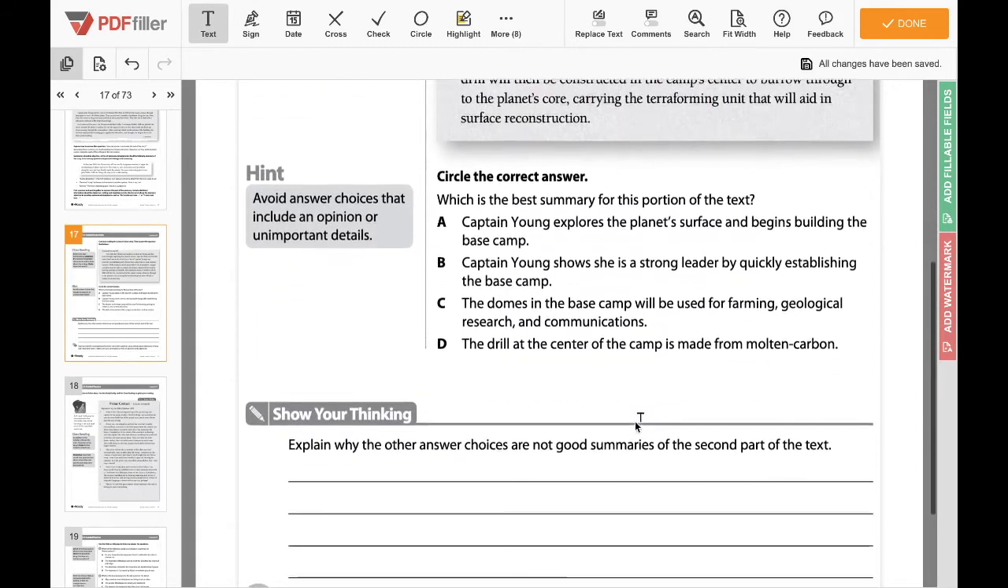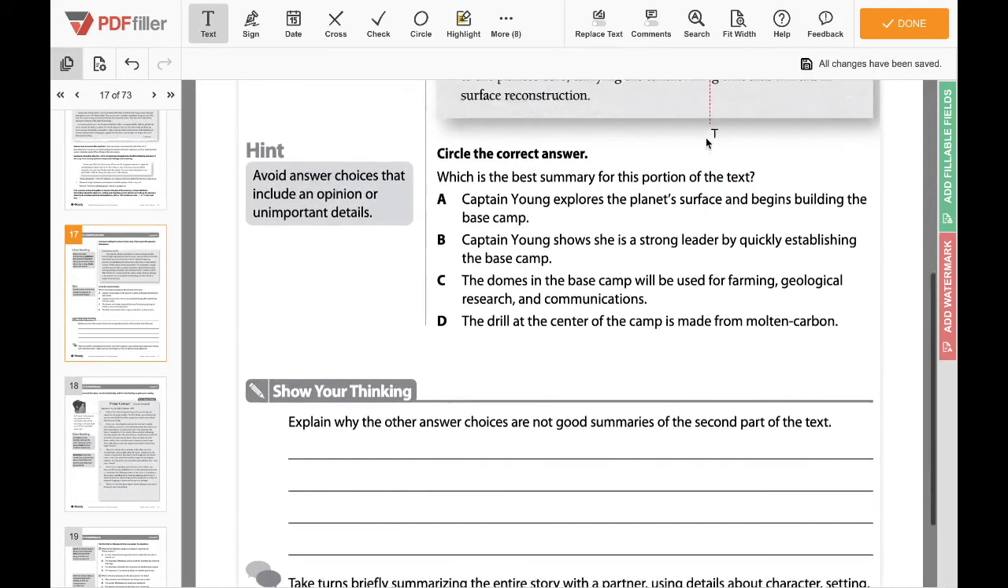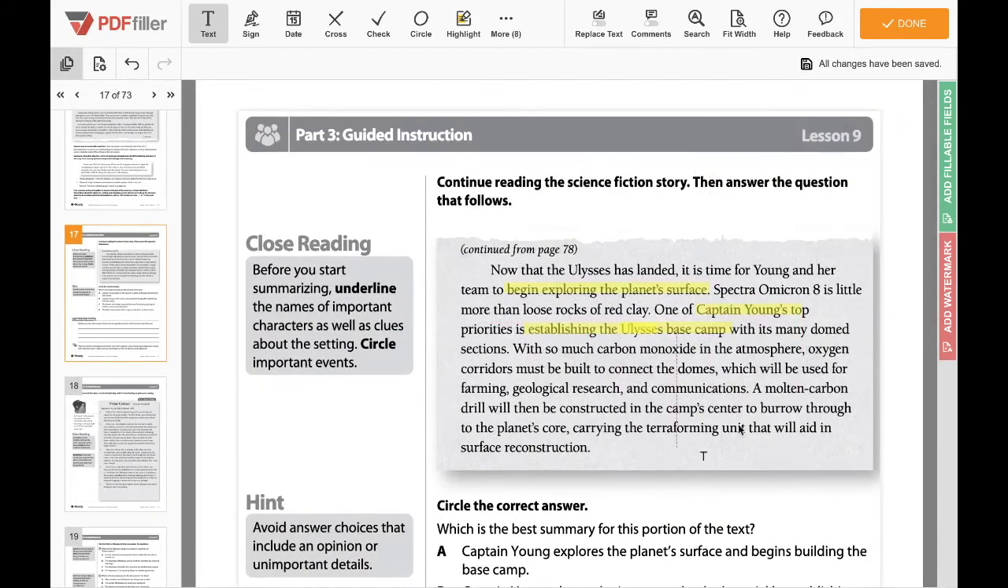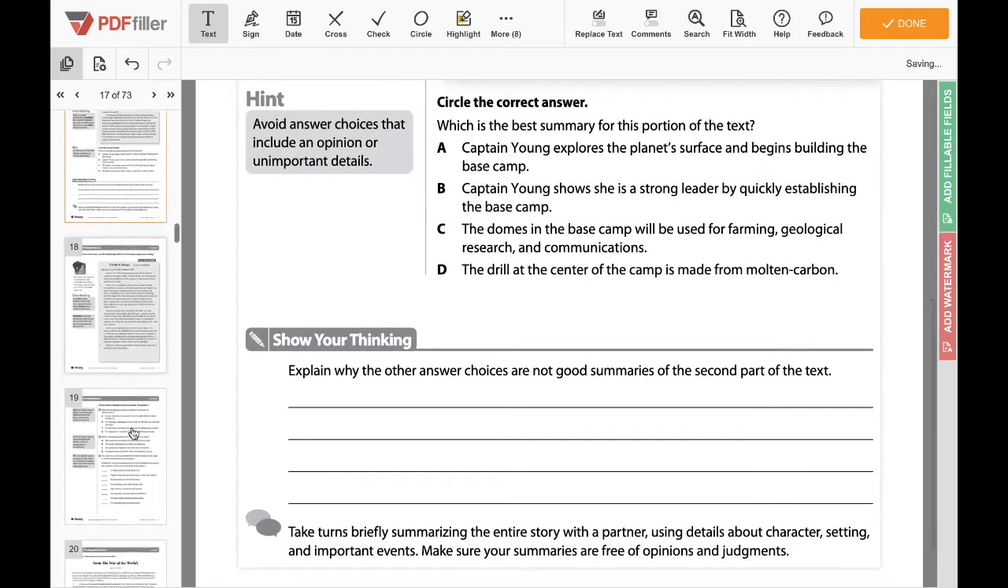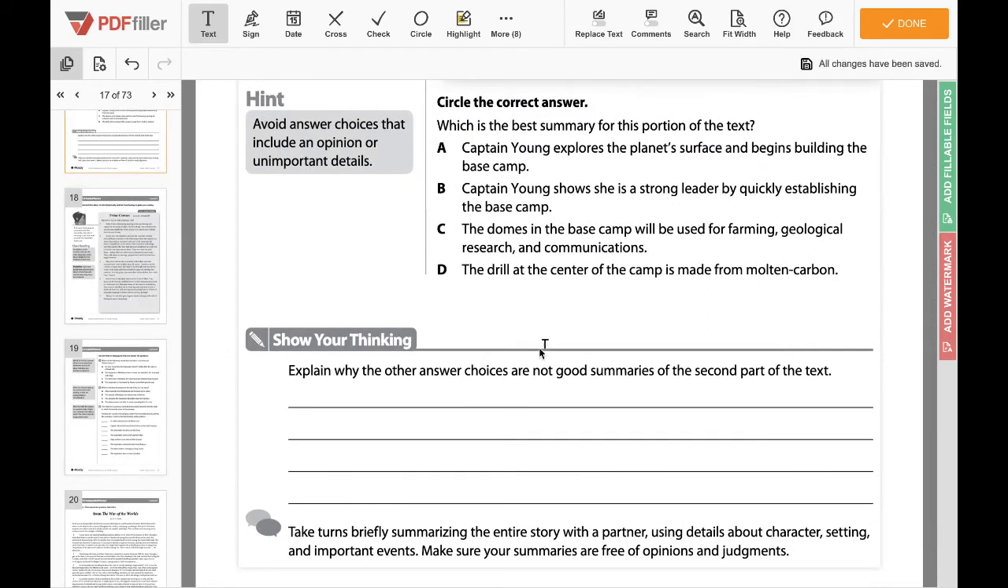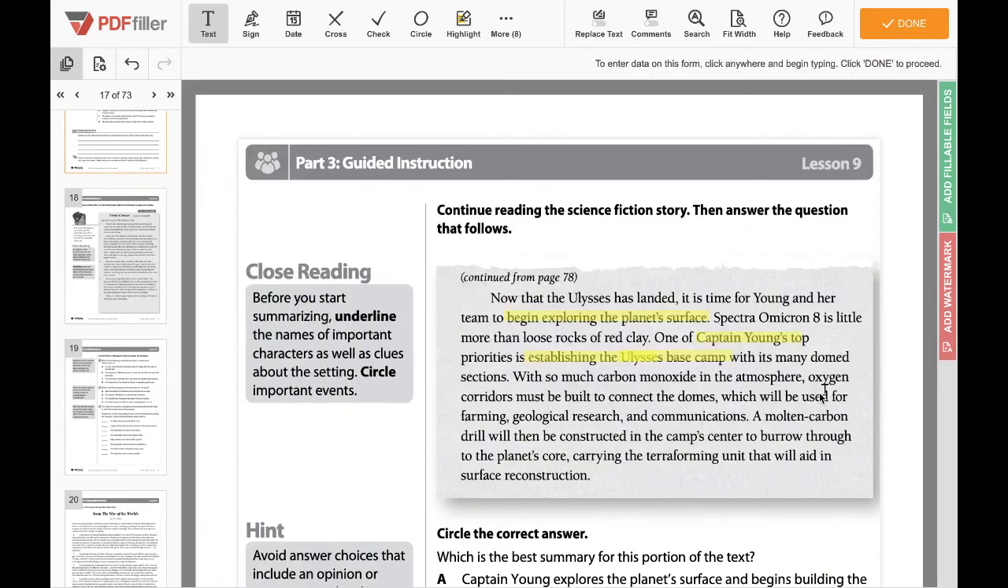Now what I want you guys to do is go ahead and answer the question. We've done this highlighting of important events and important people together. Now I want you to answer this question and then go ahead and get started on 18 and 19. And down here you're going to explain why the other answer choices are not good summaries of the second part of the text.